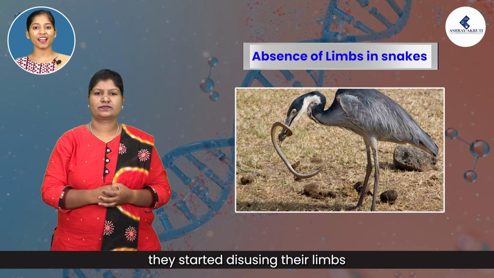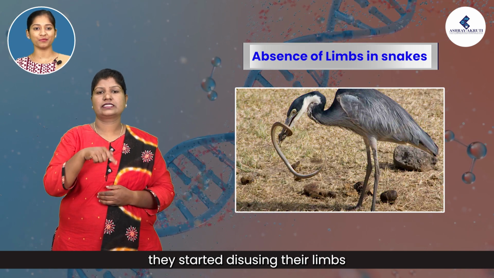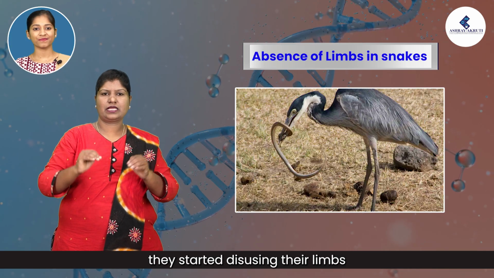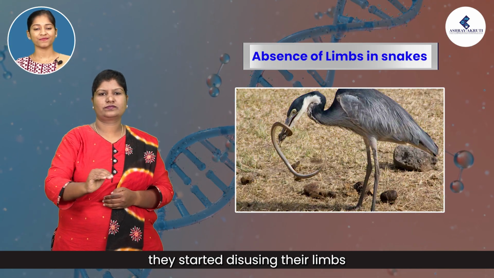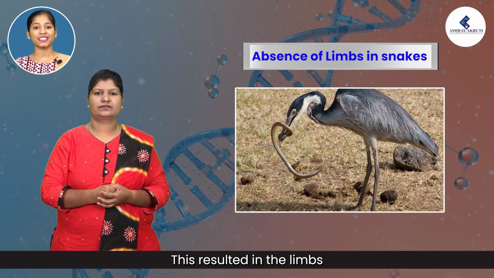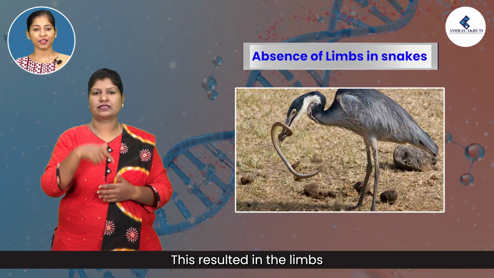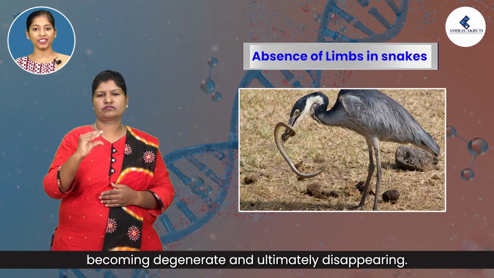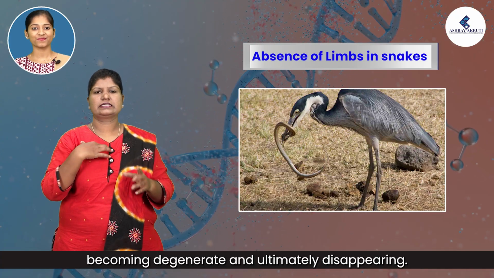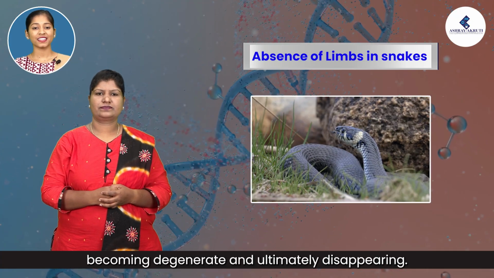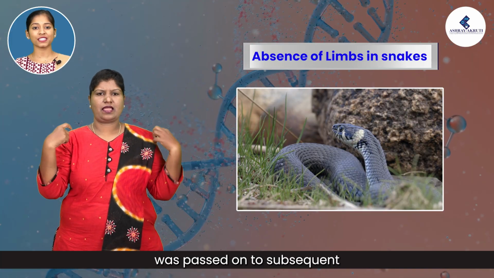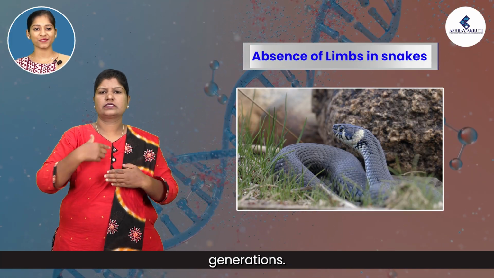Thus, they started disusing their limbs. This resulted in the limbs becoming degenerate and ultimately disappearing. The limbless condition was passed on to subsequent generations.